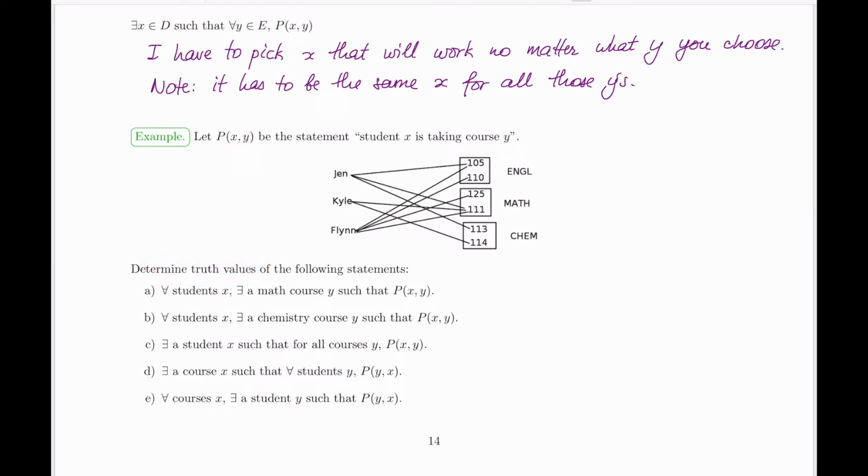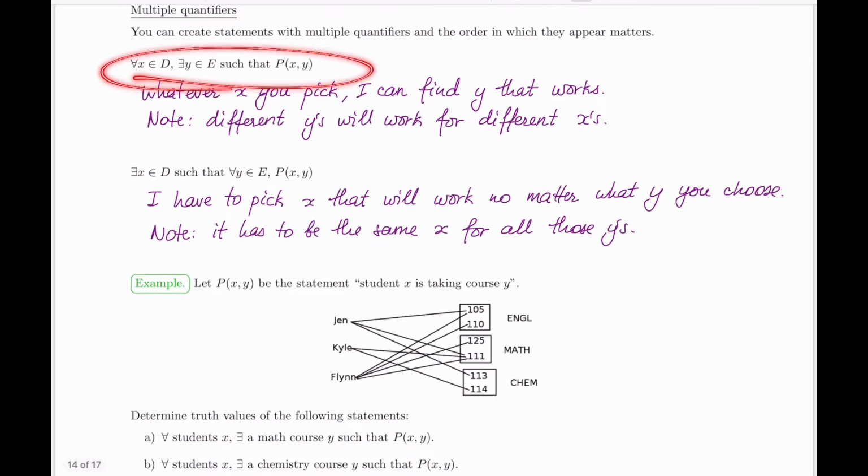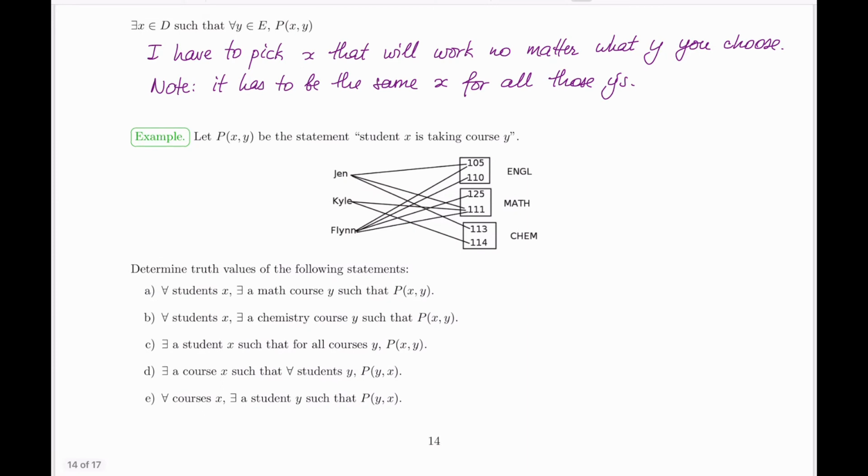So the first one is, for all students X, there exists a math course Y such that that student is taking that particular course. Notice that this is "for all" followed by "there exists", which means that we're in this first sort of game, right? For all the students, you get to pick a student and I have to find a math course such that the student you chose is taking that particular course. Let's see, is that going to actually work for all the students and all the courses?